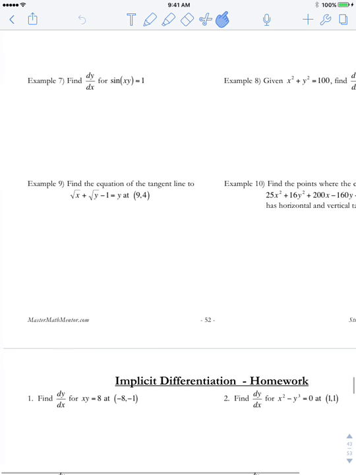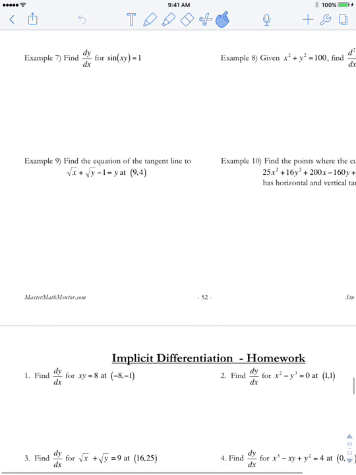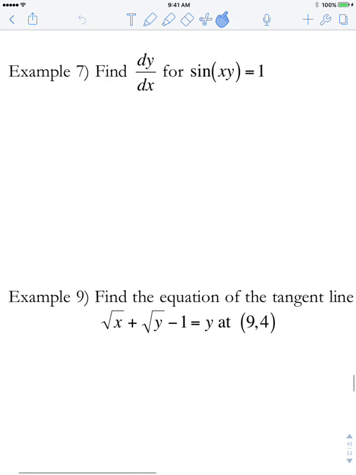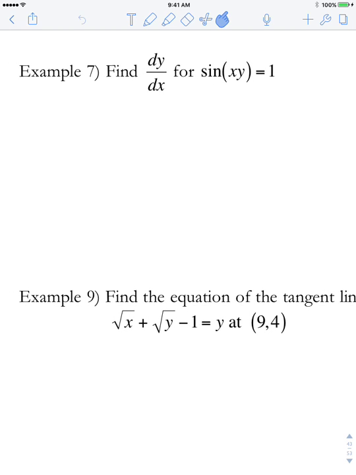Let me actually just enlarge this a little bit here. There we go. Okay, so this is in our workbook. This is the classwork. What page was this? This is page 52 in our workbooks.